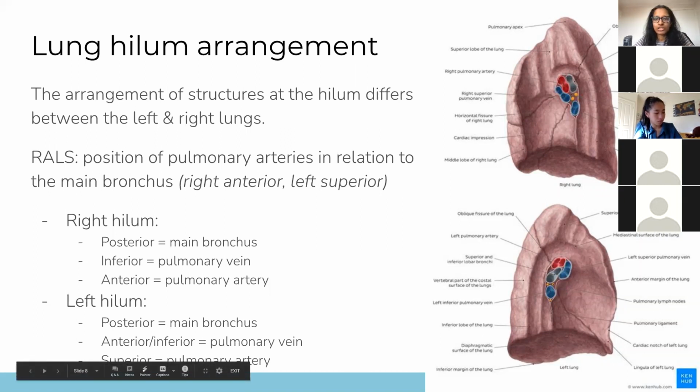And your pulmonary veins are really easy to remember because they're always inferior. On the left side, they can be kind of anterior, inferior-ish, but it's just inferior. That's the easiest way to remember them.